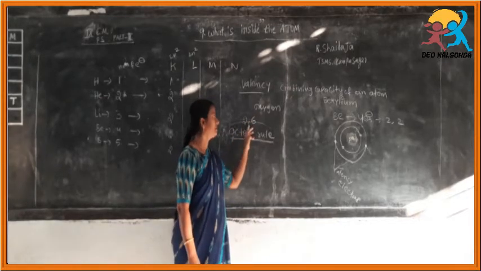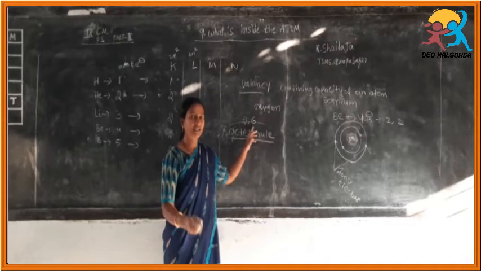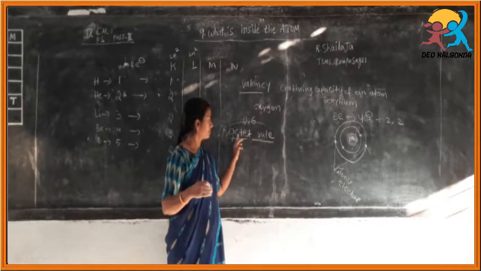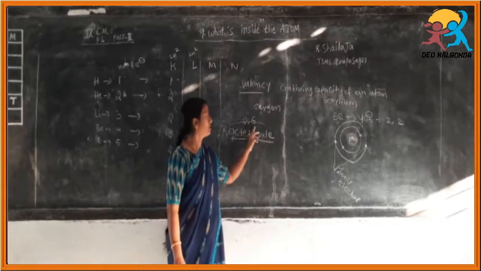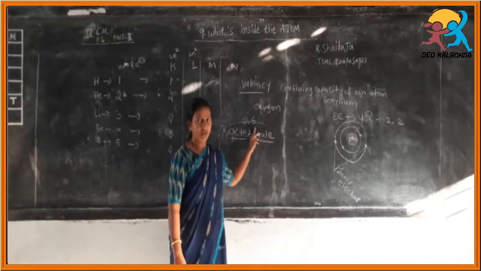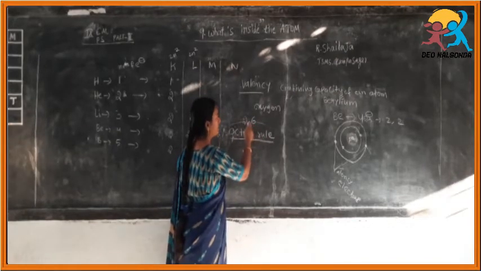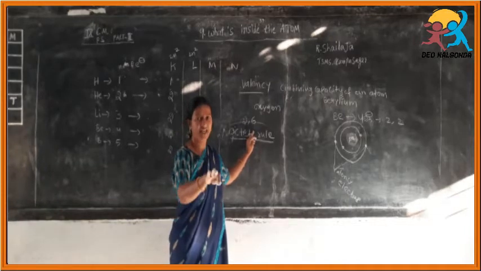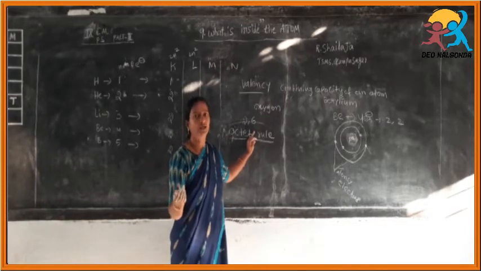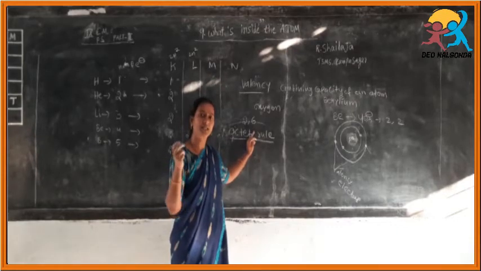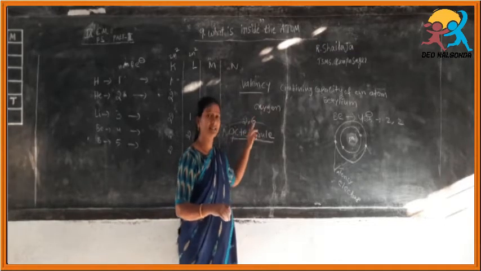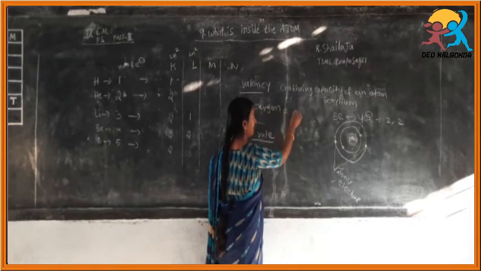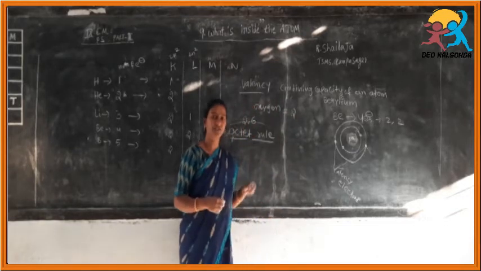For oxygen, 2, 6, first shell, second shell. What is the outermost shell? The second shell. How many electrons are there? Only 6. How many are less to reach octet? 2 more electrons. If oxygen gets 2 more electrons, it gets stability. So 2 more electrons are needed. In the chemical bonding lesson, it may share or take electrons from another atom, so it forms a bond. At most it can take or share two electrons. So the valency, the combining capacity of oxygen, is 2.